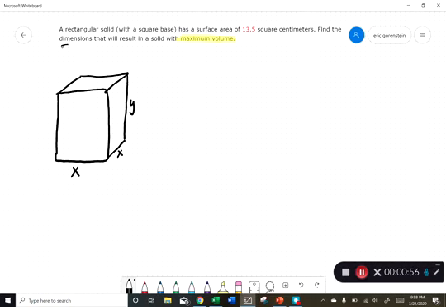Okay, so we're looking for the dimensions. Basically the question is saying, what is the length, the width, and the height of this rectangular solid under the constraint that the surface area is 13.5 square centimeters? And what length, width, and height will maximize the volume? All right, so the volume of a rectangular solid is length times width times height. So we have V equals x times x times y, or x squared y.